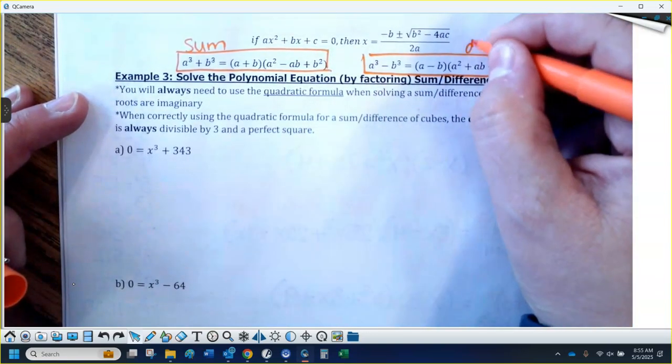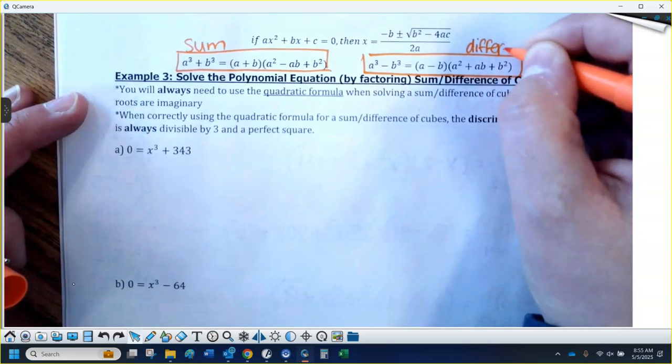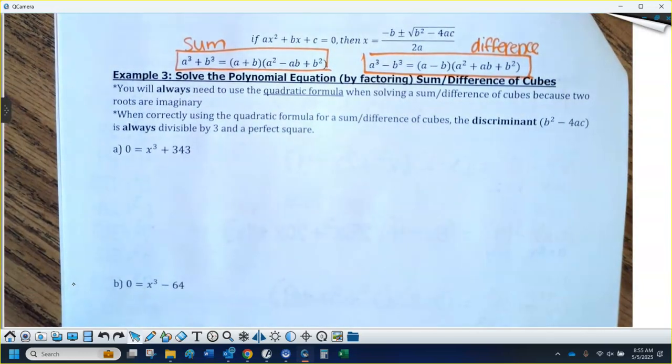So these are the ones I just gave you on the front side of the notes to help you factor these, because that's what we're going to work on here. Now, I think these guys on the back are all different than the ones on the front. Okay, now, here's the deal with these. It says you'll always need the quadratic formula when solving the sum and difference of cubes, because 2 of the answers are actually imaginary on all these questions.